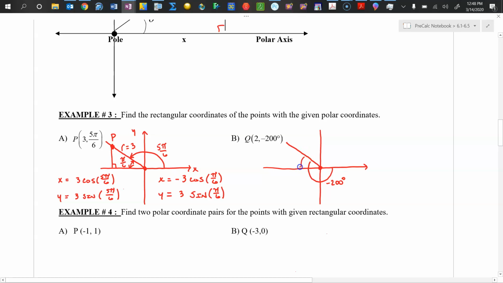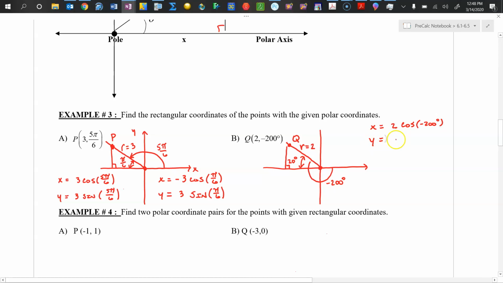And our reference angle is 20 degrees. We're going to plot a point on there, 2 units away from the pole, label it Q, so we know that R is 2, and we're going to draw our vertical and our horizontal components. So one way that you could find the Cartesian coordinates of point Q is to basically say x is equal to the hypotenuse, 2 times the cosine of negative 200 degrees.